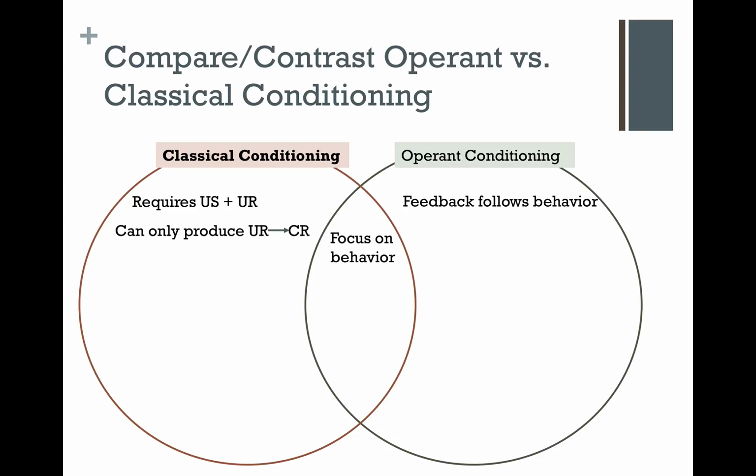Within classical conditioning, you can only produce the unconditioned response in terms of the behavior that students manifest. And of course, that unconditioned response then becomes the conditioned response. So I can only elicit a response that is existing. Whereas in operant conditioning, there's a much broader span of behaviors I can target. Any behavior that students manifest, even if that behavior isn't triggered by an unconditioned stimulus, is something that I can condition through operant conditioning.